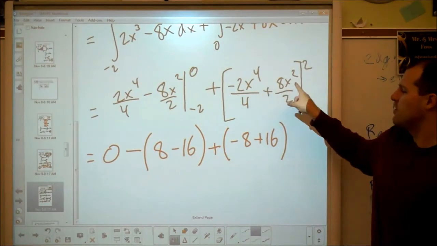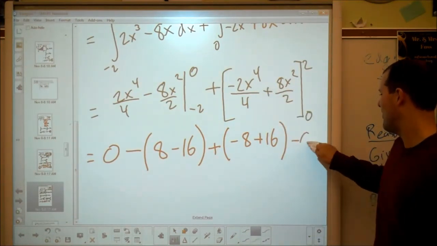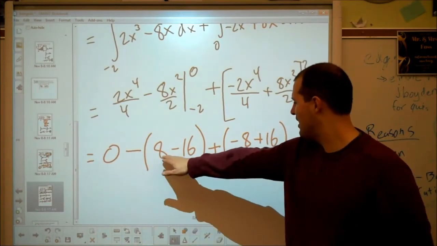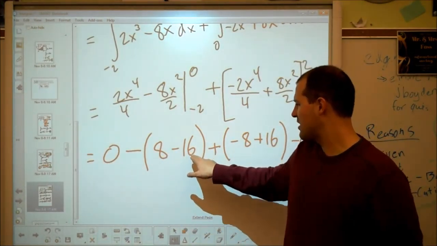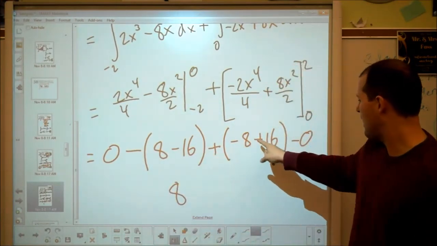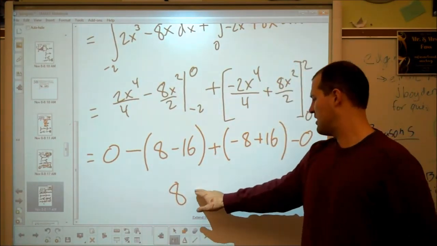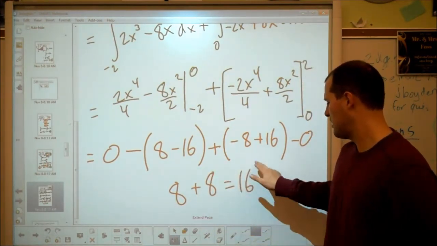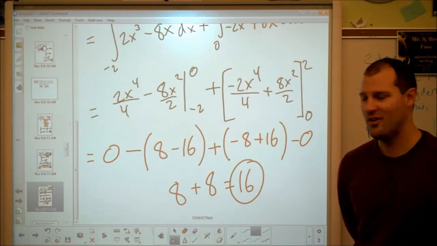When I plug in a 0, nothing happens, so minus 0. Now let's simplify. And so what do we have? We have 8 minus 16, so negative 8, but we're subtracting negative 8, so that's 8, plus negative 8 plus 16, so that's 8 again. 8 plus 8 equals 16. And we are all done.